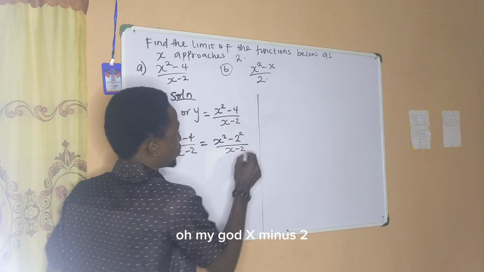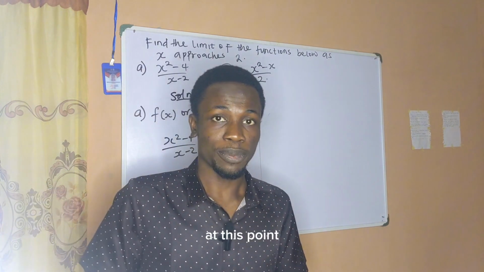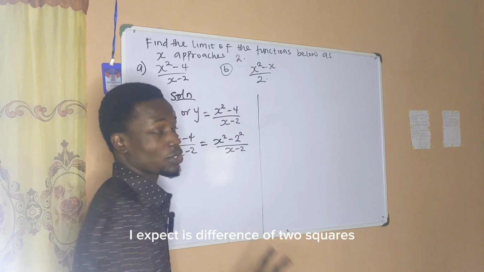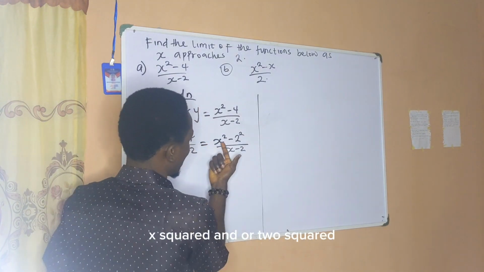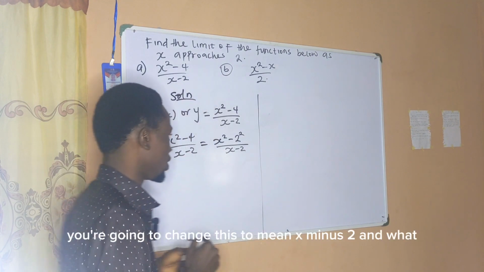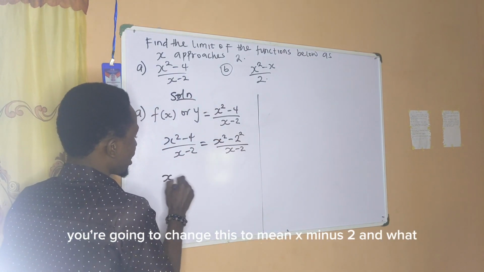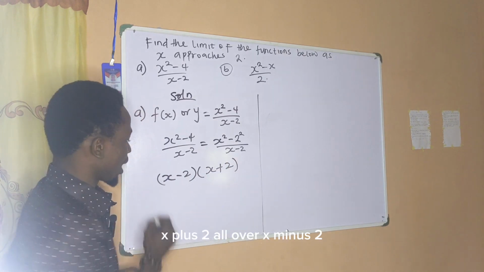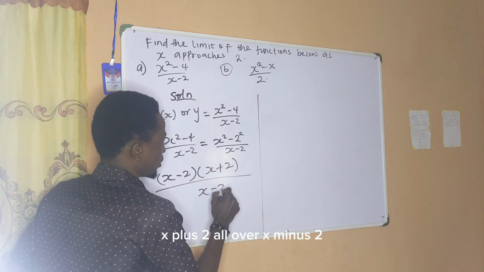x minus 2. Now what do you observe here at this point? You observe that the numerator is a difference of two squares. So you're having x squared and 2 squared. So what do we do? Since you're having this expression like this, you're going to change this to mean x minus 2 and x plus 2 all over x minus 2.